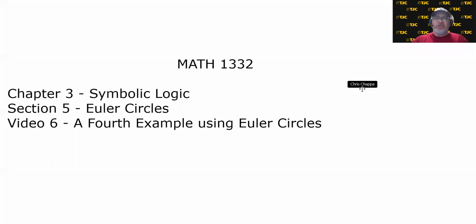Math 1332, Chapter 3, Symbolic Logic, Section 5, Euler Circles, Video 6, a fourth example using Euler circles. This will be the final video in this series. I wanted to do one more because the last one kind of left a bad taste in my mouth. Not because it was difficult, but because it was more difficult than the others, and I want to end with one that's a little bit easier to follow.